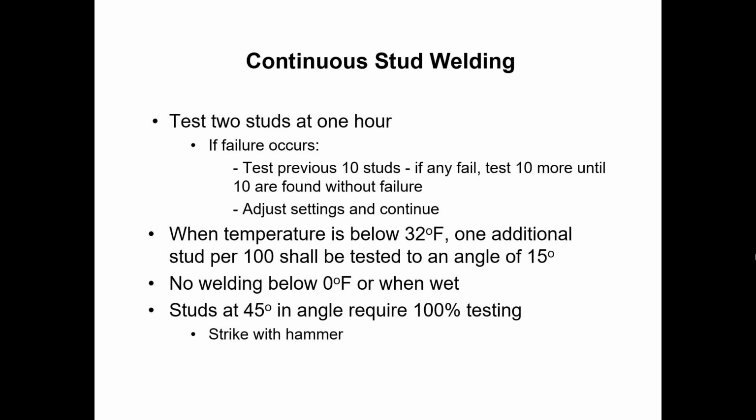If you get a failure when you test those two studs, you need to go back and test the previous 10. If any of those fail, go back and test the previous 10 before that until you find a group of 10 without a failure. And you need to check and then either grind the studs off and re-weld them using a different method or repair them some other way, adjust your settings, and then you can continue.